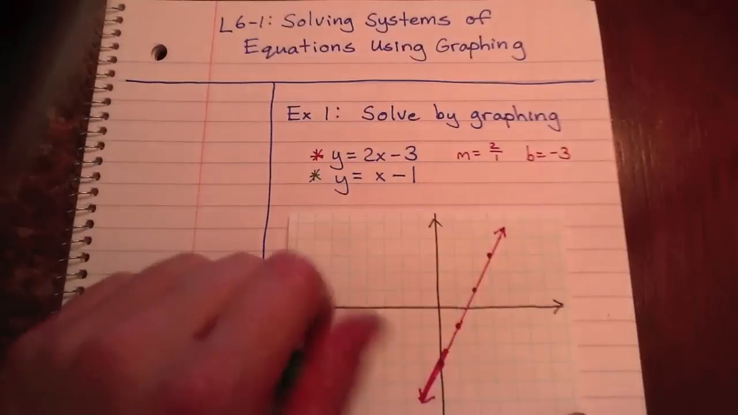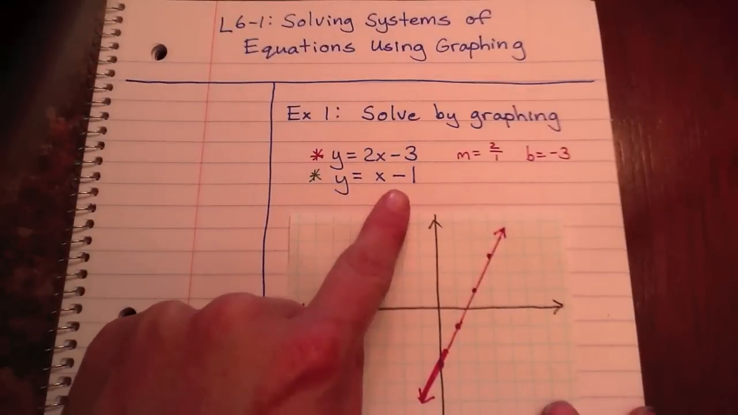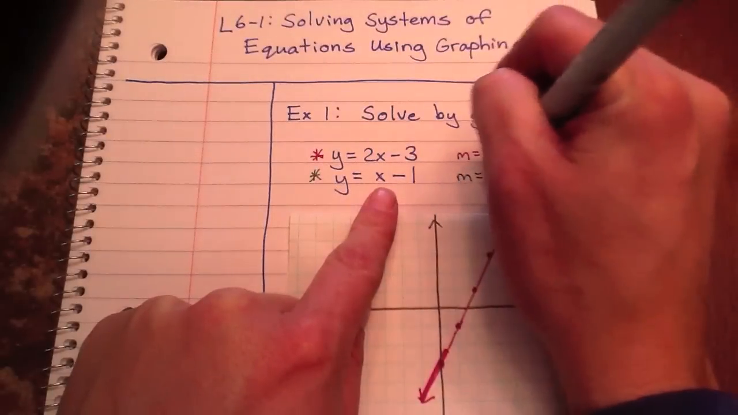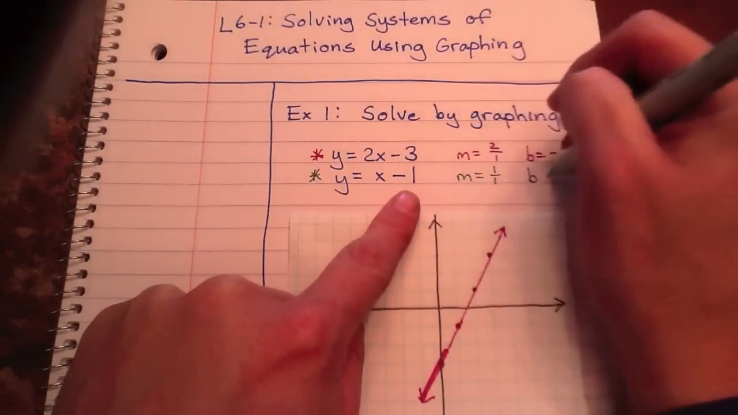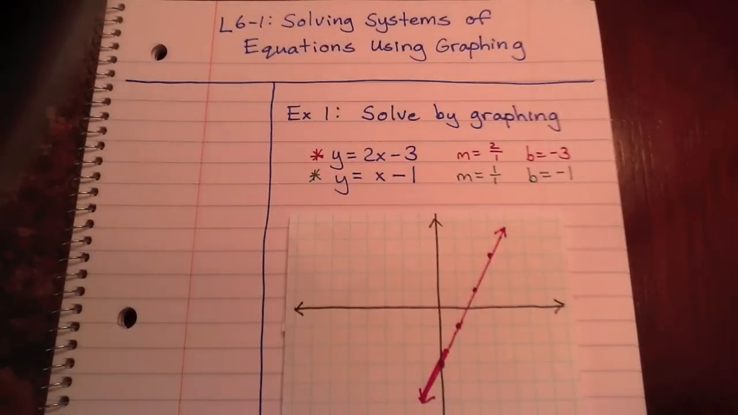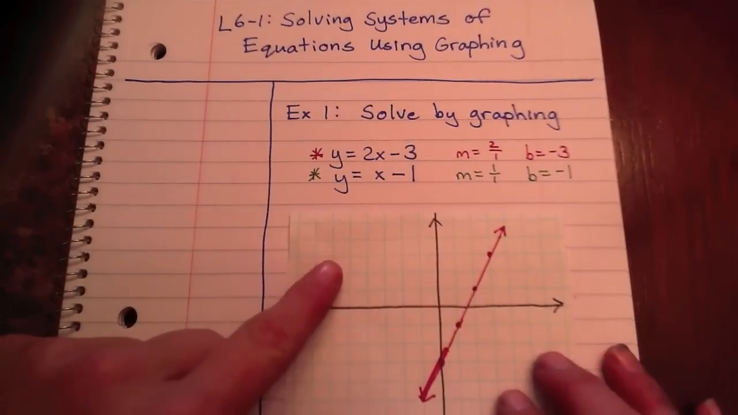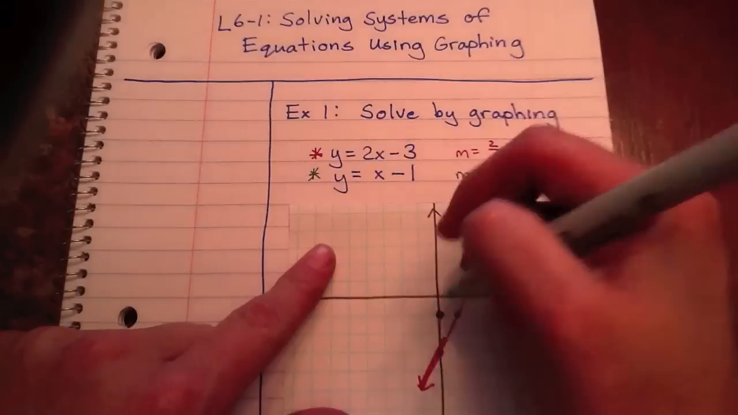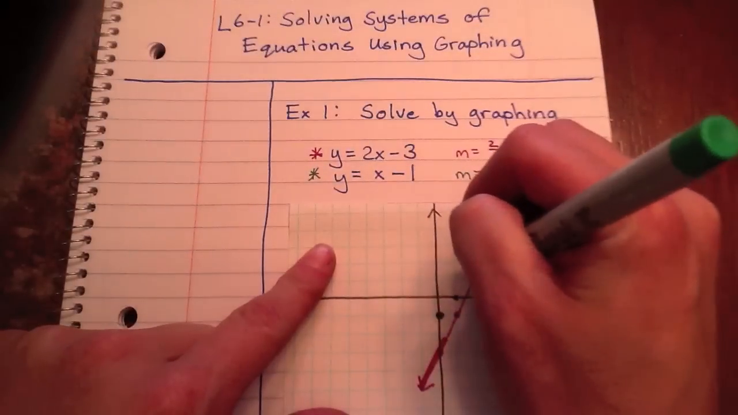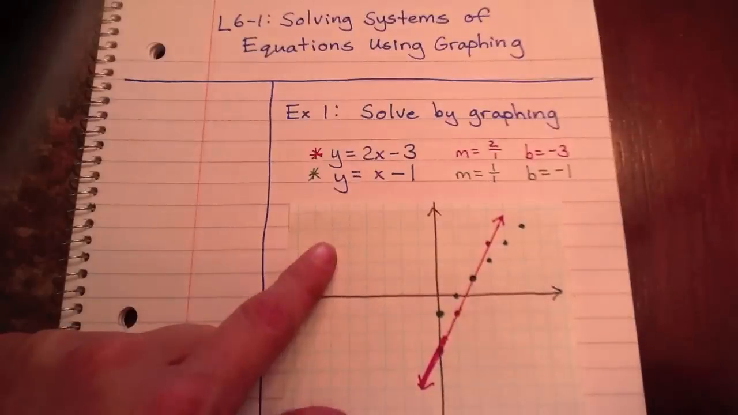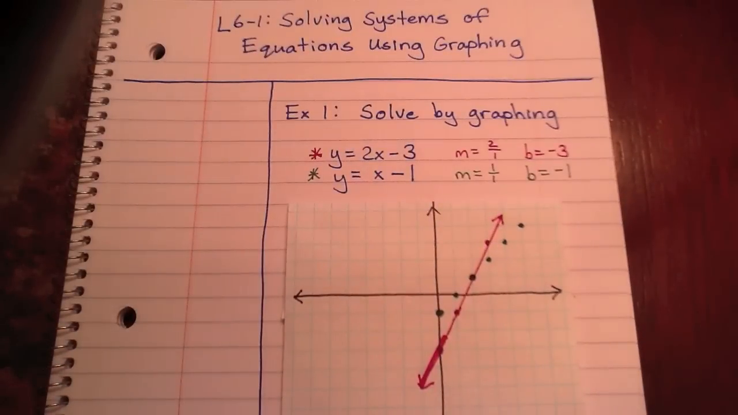Same thing, this one happens to be in slope-intercept form, so we can use the same approach. Our slope is 1 over 1, and our y-intercept is -1. So you're going to graph this line on the same plane. We start at -1 on the y-axis, up 1, right 1, up 1, right 1, and so on. Go ahead and connect those points.